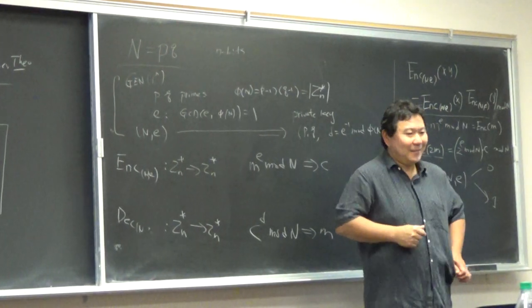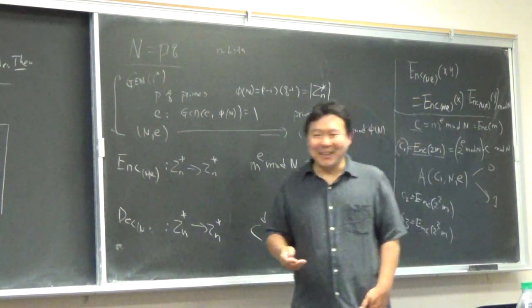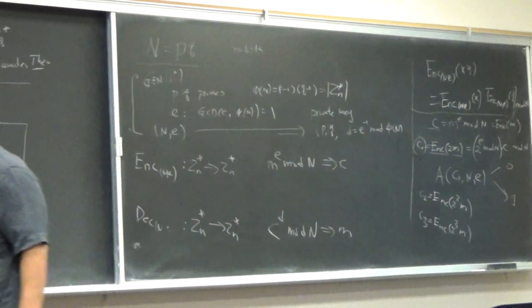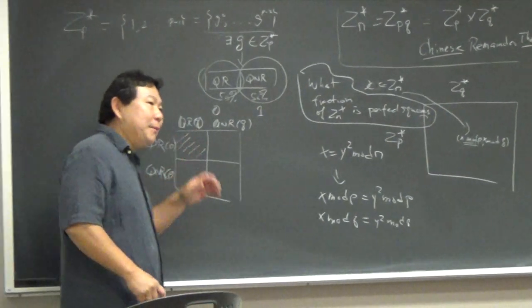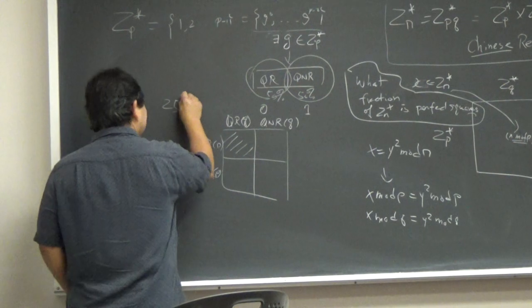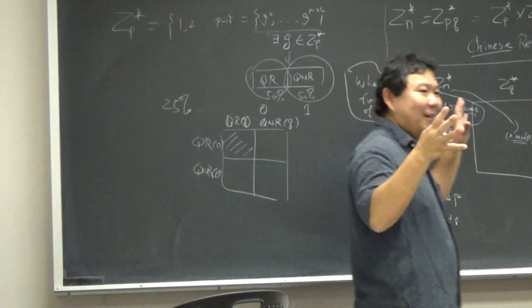Perfect square, right? That's what we learned from Gattaca. So. Agreed, right? So this means 25%. Right. So just poke fun.